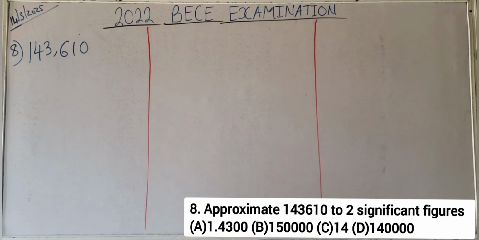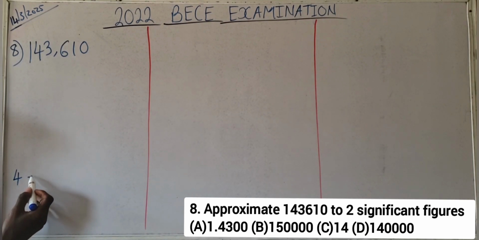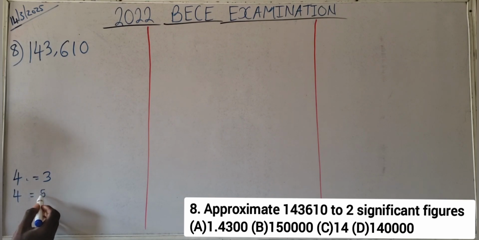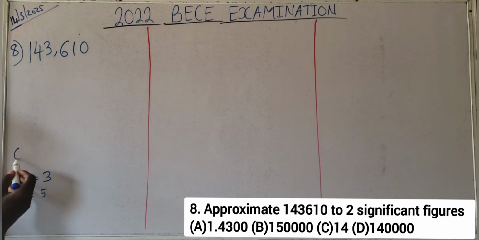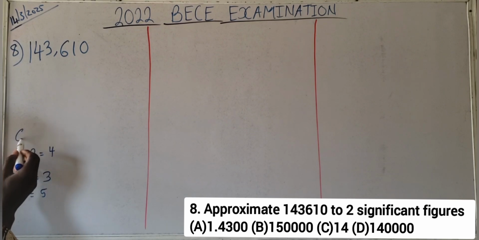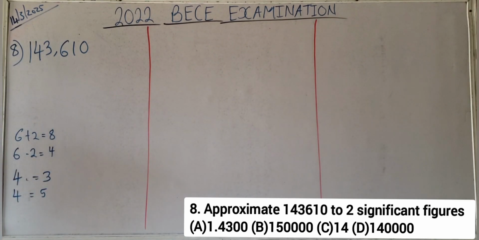Significant figures, in simple terms, are those figures that affect the other numbers when you add them or when you subtract them. For example, let's say we have 4. If you subtract 1 from 4, you are going to have 3. Is that not it? If you add 1 to 4, you are going to have 5. For example, let's say we have 6. If you subtract 2 from 6, you are going to have 4. And if you add 2 to 6, you are going to have 8. You understand? So significant figures, in simple terms, are figures that affect another number when they are added or subtracted.